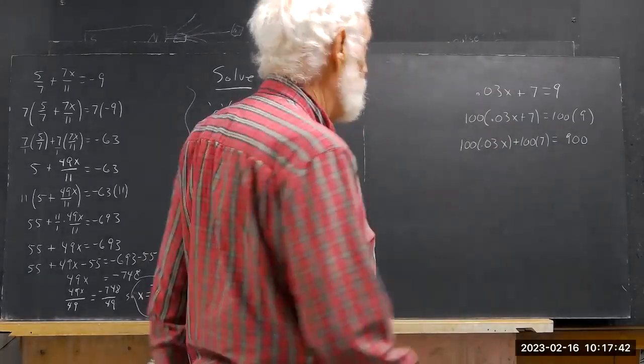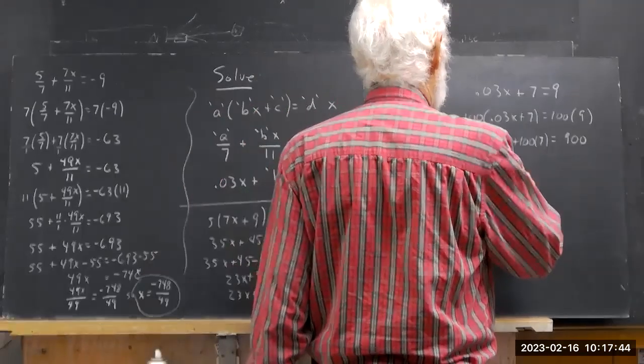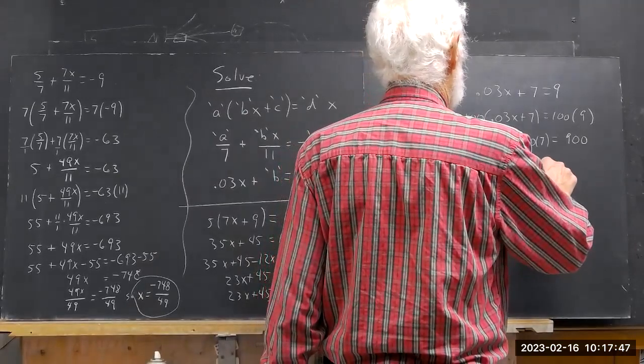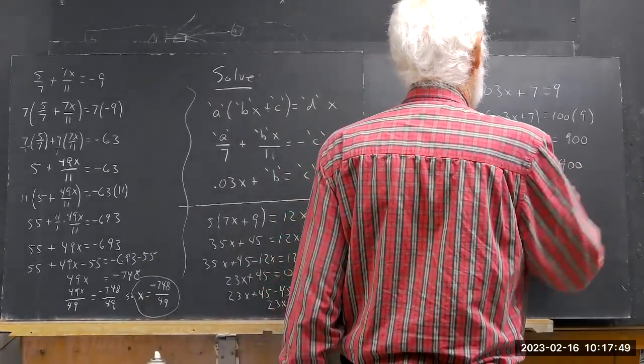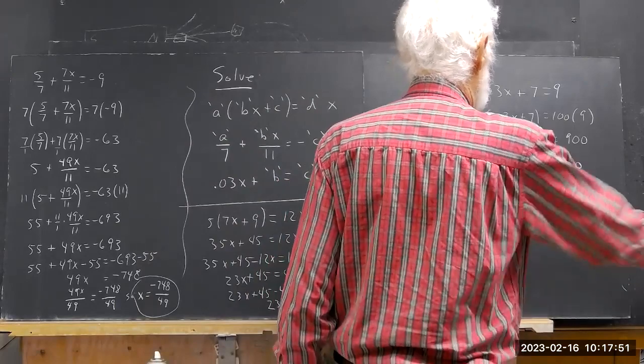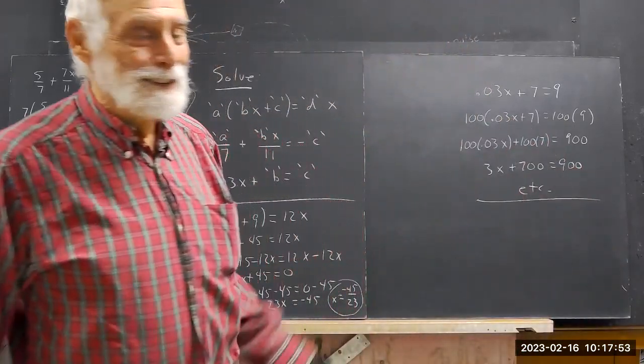Look at it. This gives you 3x plus 700 equals 900. I'm not going to finish that. I don't want to solve that. Okay, you know how to finish that.